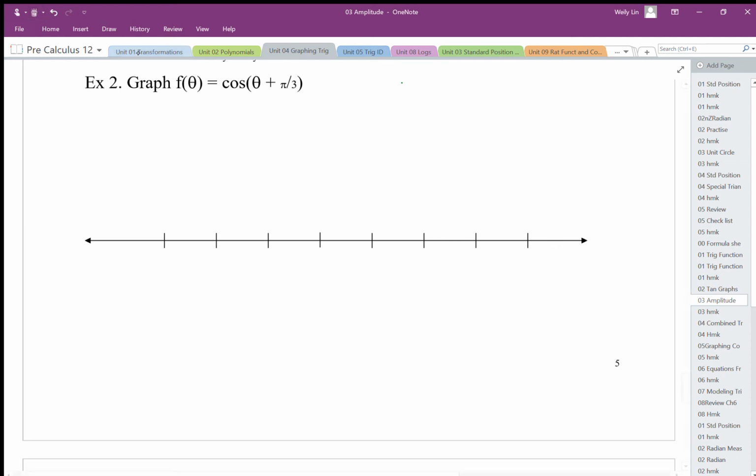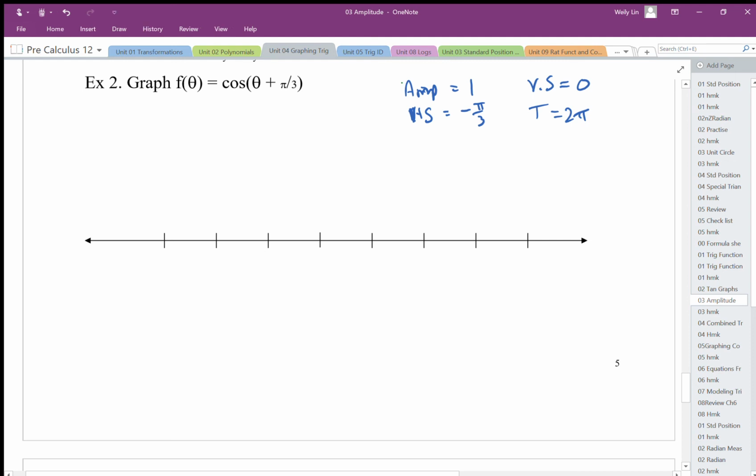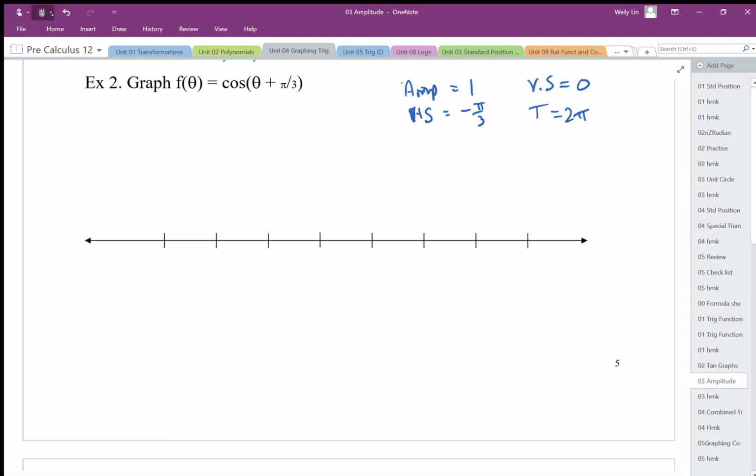So like with the other ones, I want to just kind of start getting the habit of giving my main points here. So my amplitude of 1, my horizontal shift is, well, in this case my horizontal shift is left pi over 3. My vertical shift is 0, so it's along the middle. And then my period doesn't change, it's 2 pi. Okay, so really the only thing I change is the horizontal shift. But this makes a big difference in how I go about drawing this in.